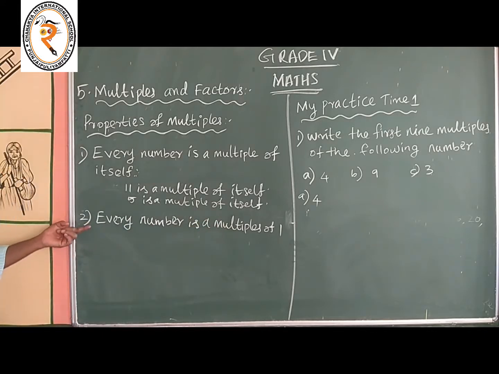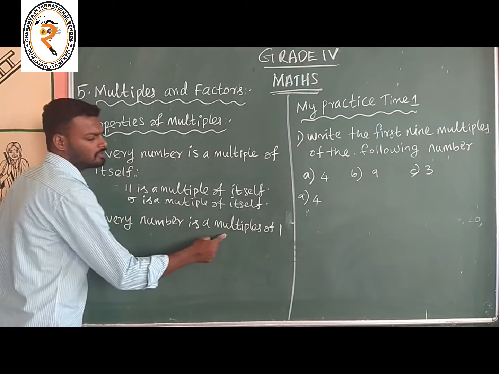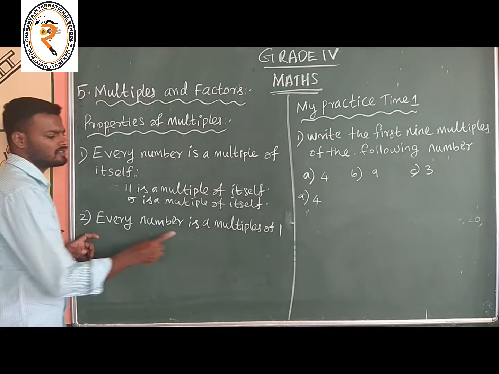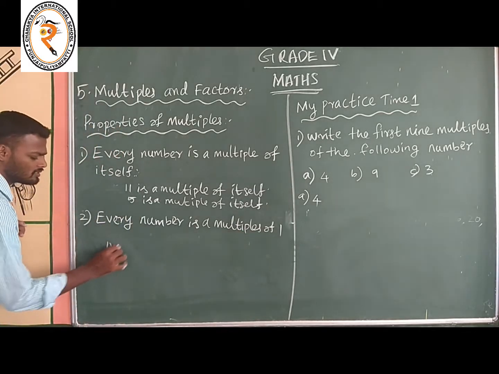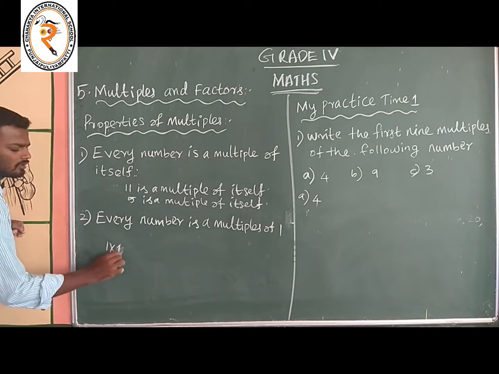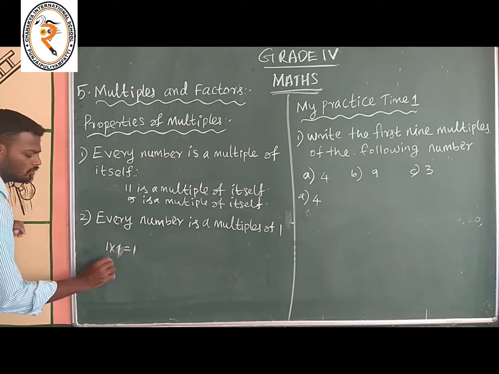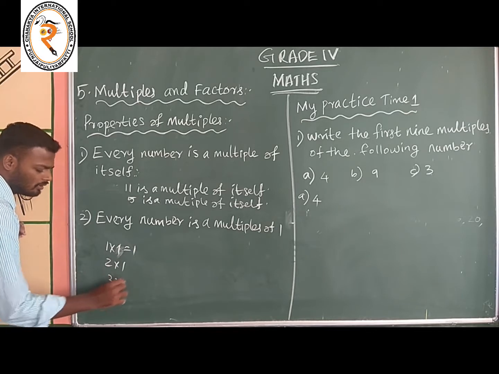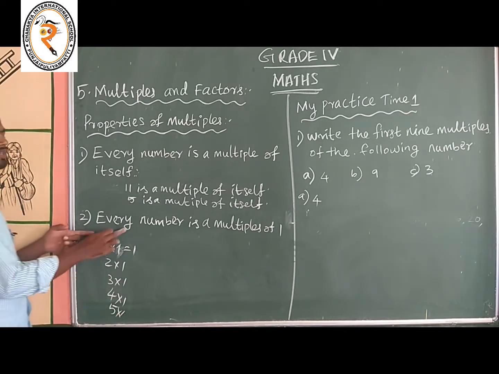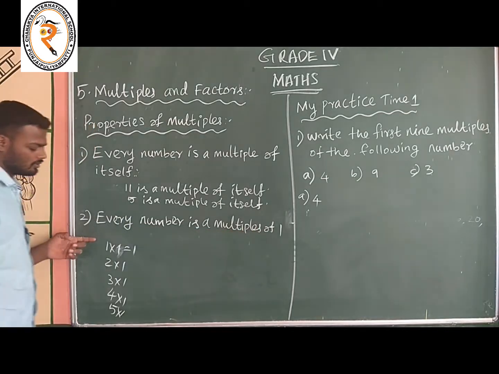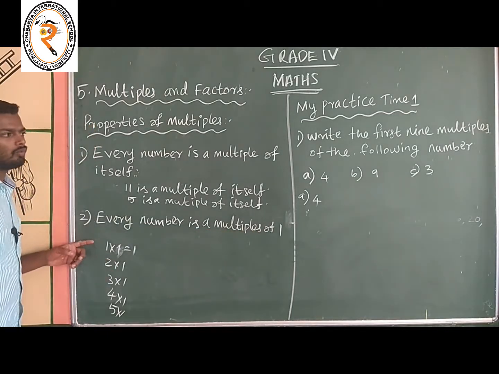And the second property, every number is a multiple of 1. For example, 1 into 1, 2 into 1, 3 into 1, 4 into 1, 5 into 1, etc. So every number is a multiple of 1. So all numbers multiplied by 1.